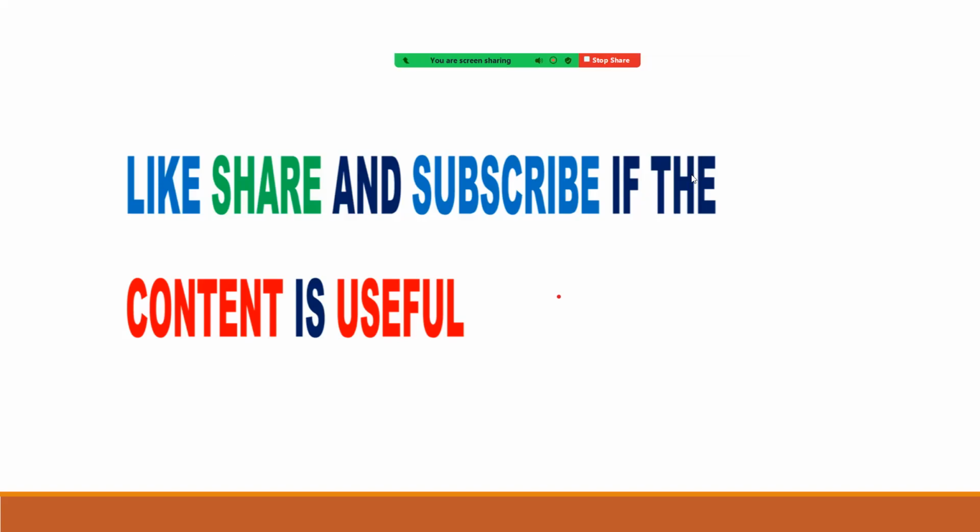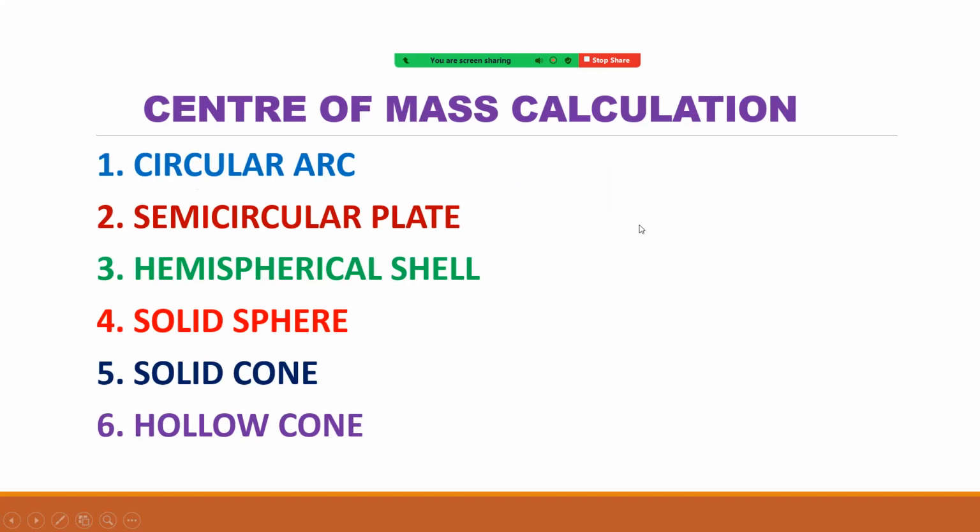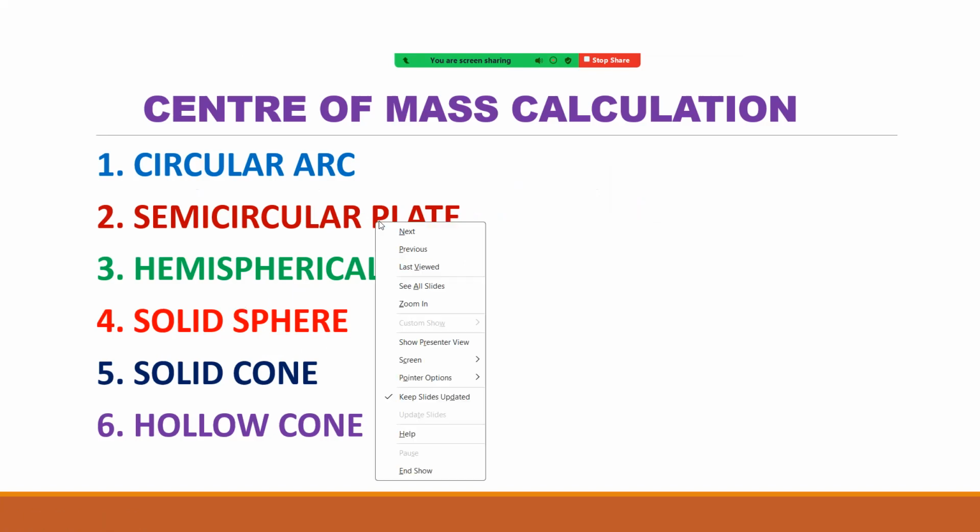Recording in progress. Hi students, in the last class we have done calculation for circular arc, plate and hemispherical shell. Now let us continue. Fourth one is solid hemisphere, not sphere, because if you take a sphere, the center of mass will be at the center. Okay, this is a solid hemisphere. See the calculation part.